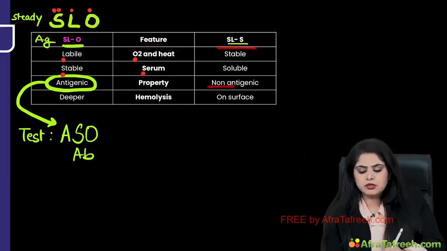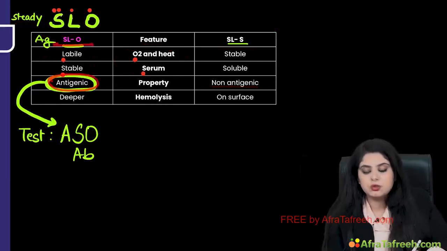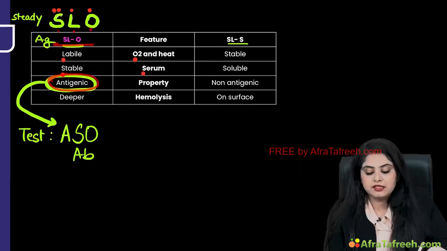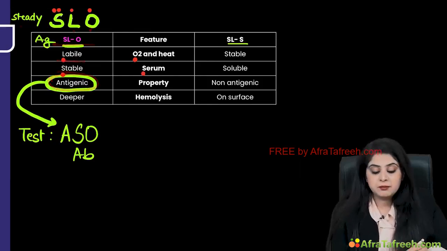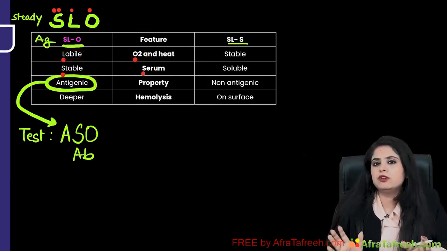For SLS, which is non-antigenic, I will keep everything ultra. Okay? And which is antigenic? This SLO is antigenic, oxygen labile, serum stable. And remember, because it is oxygen labile, labile matlab it's going to break off. It's not going to work in oxygen.